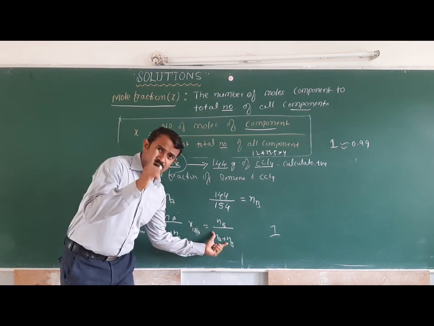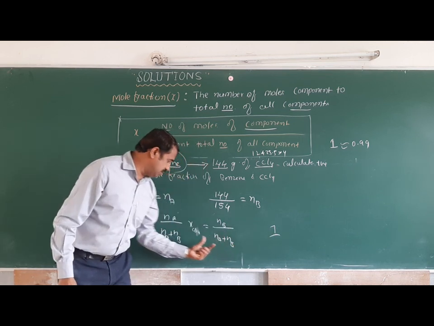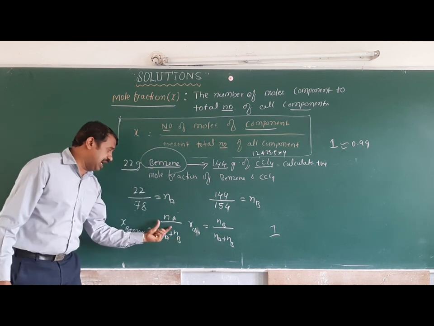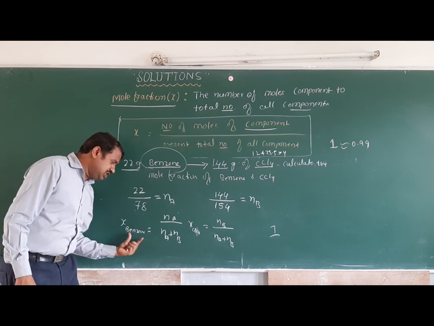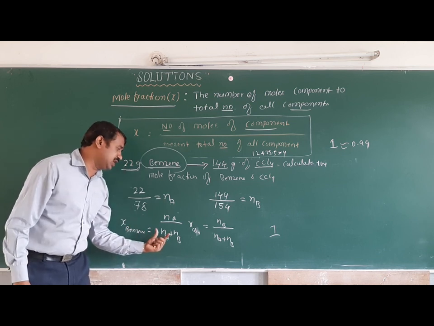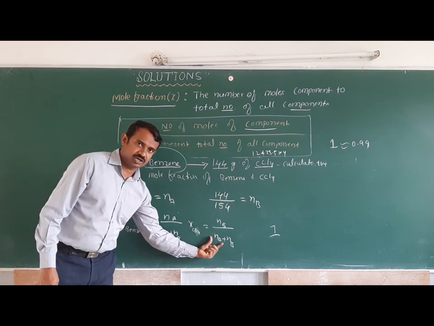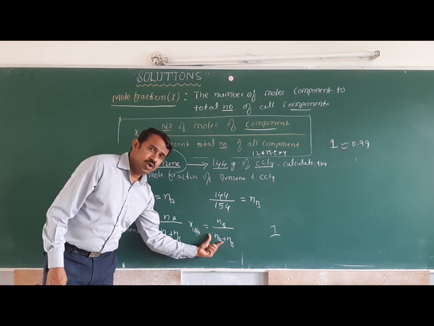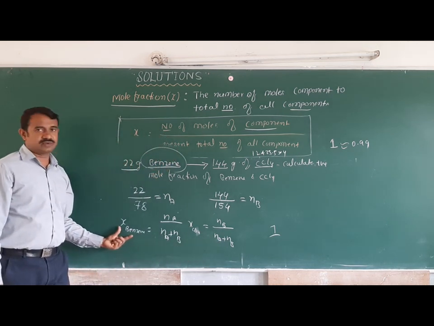When you get one value, you can subtract it from 1 to get the other, so 1 minus Nb gives Na. If you calculate the Na value, the X benzene value, then 1 minus X benzene gives X carbon tetrachloride. Or if you calculate X carbon tetrachloride, then 1 minus X carbon tetrachloride gives X benzene.